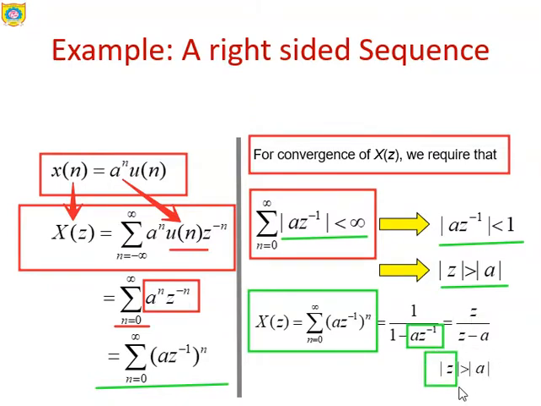So overall it will be the situation that mod of z must be greater than mod a. So why is it so? It is quite simple to understand from this particular expression.